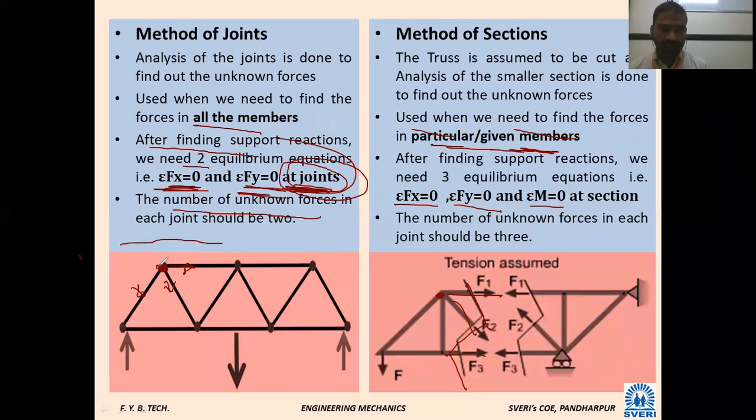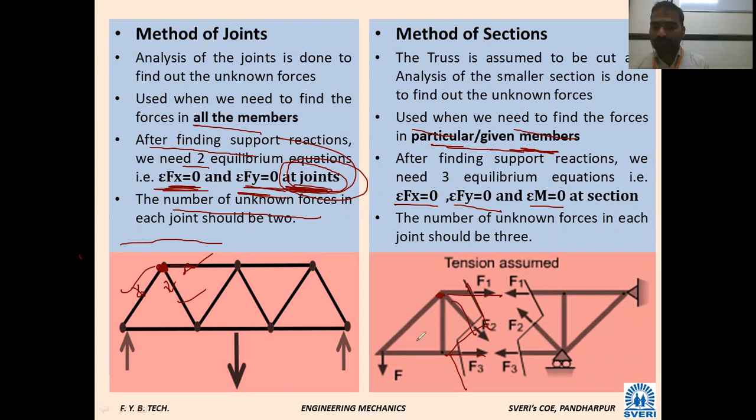See, in this joint, how many members are connected? 3 members. Among these 3 members, if you want to apply the method of joints, one member's force should be known. You will know the value of one member. Then only you can find out the other 2 member forces.